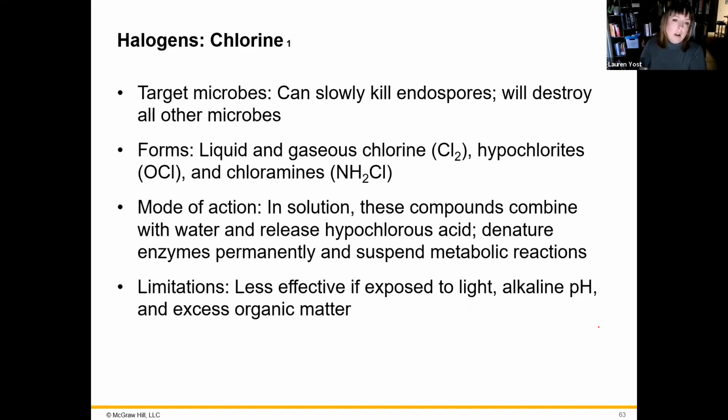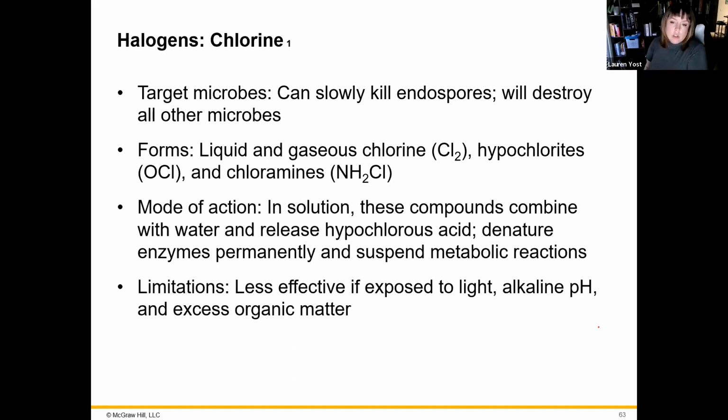So target microbes, they can slowly kill endospores, and will destroy all other microbes. So if it's left there long enough, it can be used to sterilize. Forms that we usually see are liquid and gaseous chlorine. Hypochlorites and chloramines are also used as well. I don't know if you know this, but bleach is sodium hypochlorite. So there you go.